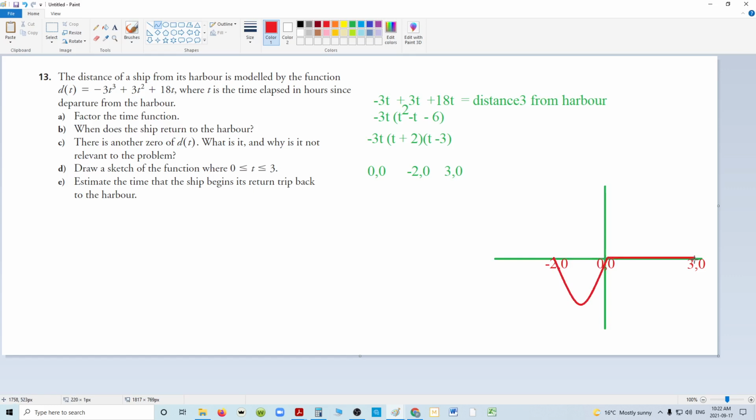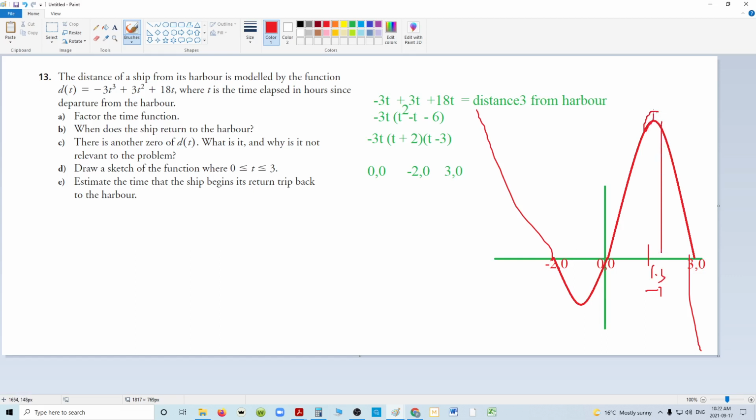And since they're only concerned about the positive 3 seconds, it's clear, and remember that this is the way it is because it's a negative leading coefficient, they're only concerned about this hump here. So it's safe to say slightly to the right of 1.5 seconds, it will be the furthest away. Factor the time function, did it, right there.